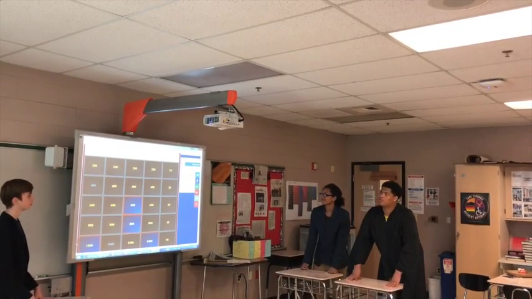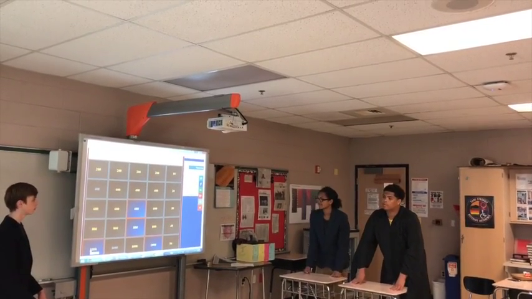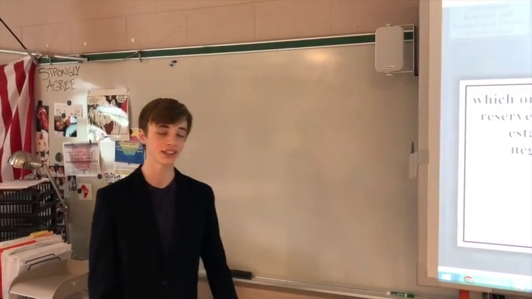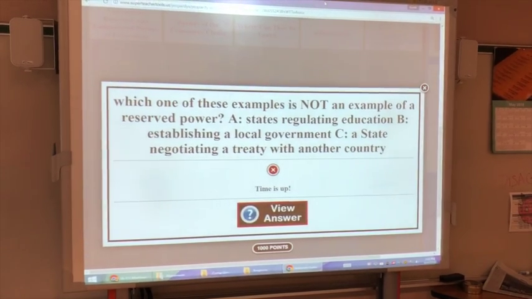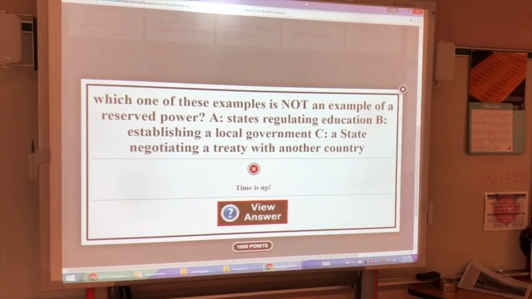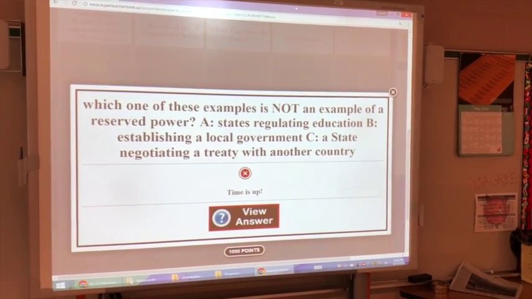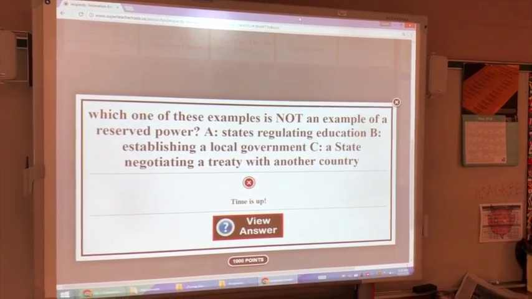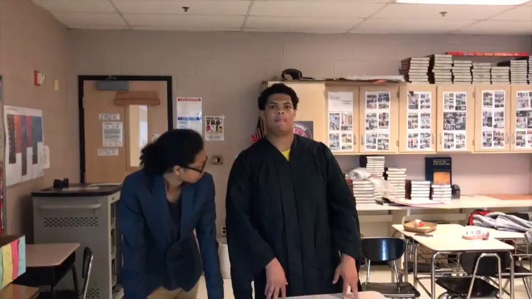I'll take concurrent, reserved, and enumerated powers for 1,000, please. Well, I guess you know what subject is his favorite. Am I right, guys? Now, which one of these is not an example of a reserved power? A, states regulating education. B, establishing a local government. Or C, a state negotiating a treaty with another country.